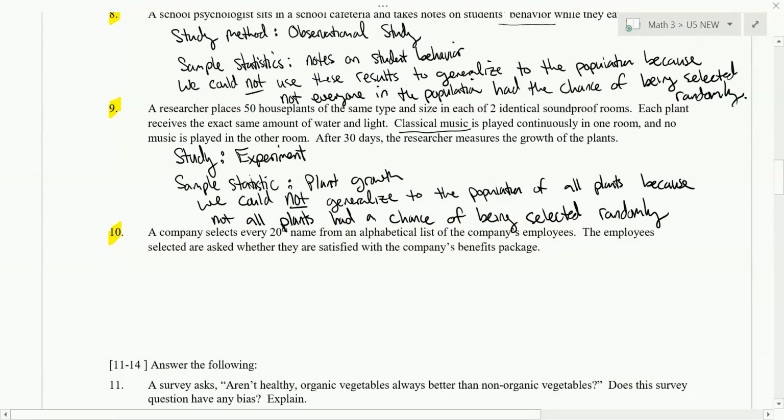And then number 10, a company selects every 20th name from an alphabetical list of a company's employees. The employees selected are asked whether they are satisfied with the company's benefits package. Okay, so here we have a list of all the company's employees, which is our population. Not all of them are selected, just a sample of them are selected, but they're selected randomly, and every 20th name is gathered.